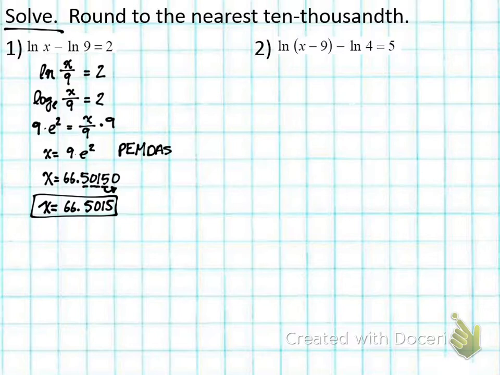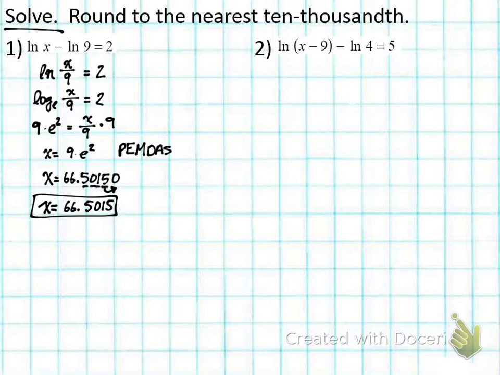So what did I do again? First thing I did is I noticed it's solve. I have 3 terms. I condensed the two natural logs into natural log of x over 9 is equal to 2. Then I realized natural log is just like saying log base e. Then I rewrote this equation as e squared is equal to x over 9, multiplied both sides by 9, and simplified: x is equal to 9 times e squared.